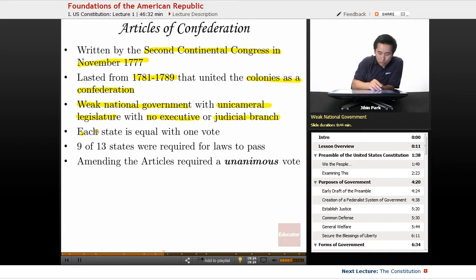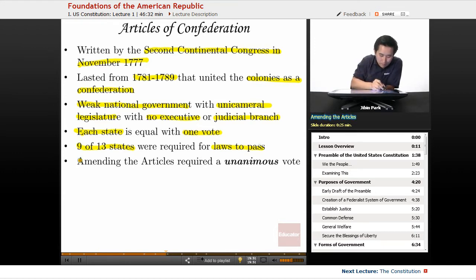Each state is equal to one vote. Okay, so you had 13 votes. Didn't matter the size. Each state was equal. So it was a collection of states and not necessarily of the people. And in order for laws to pass, 9 of 13 were required. So basically you had to have a supermajority agreeing on a set of laws. So it made it very difficult to get any legislation passed using the articles.